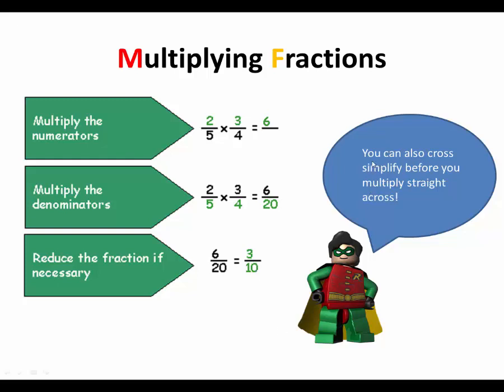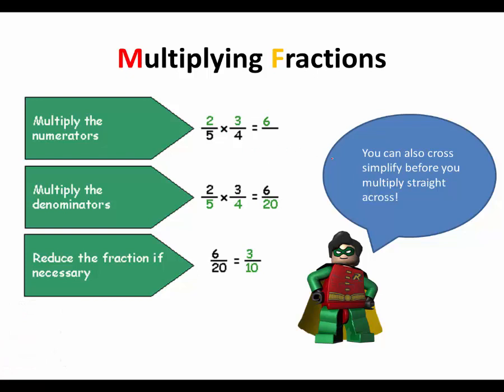Again, over here off to the side, you can also see you can simplify before you multiply straight across. So you can actually bring step 3 up to step 1, and this becomes step 2, and this becomes step 3. So, and I can kind of show you how to do that. So let me go ahead and get out my pen.